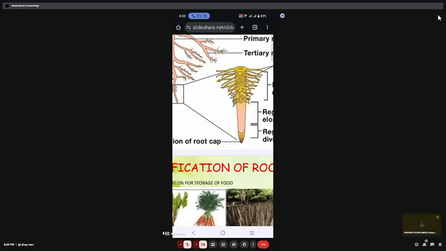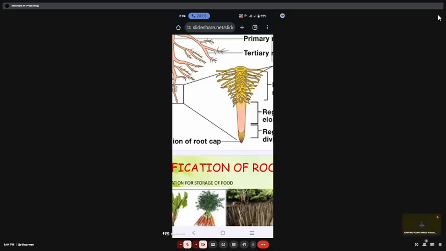And the next question: what about aquatic plants? Instead of a root cap, which structure is present? In terrestrial plants we have a root cap, but in aquatic plants, instead of a root cap, we have the root pocket.